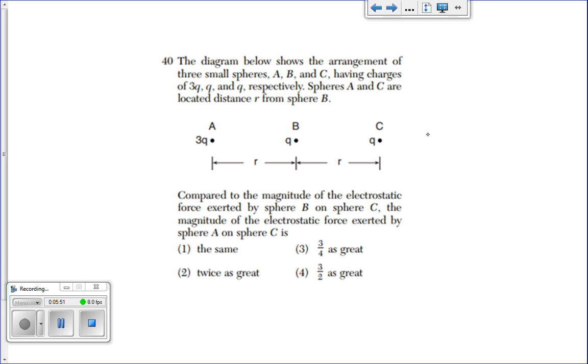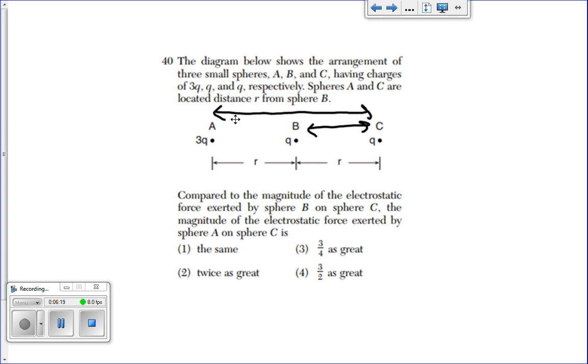This last question, number 40, also can be a tricky question if you don't think about it the right way. They want you to compare the magnitude of the force exerted by B on C, so the force between these two, and the force of A on C, so we want these two.